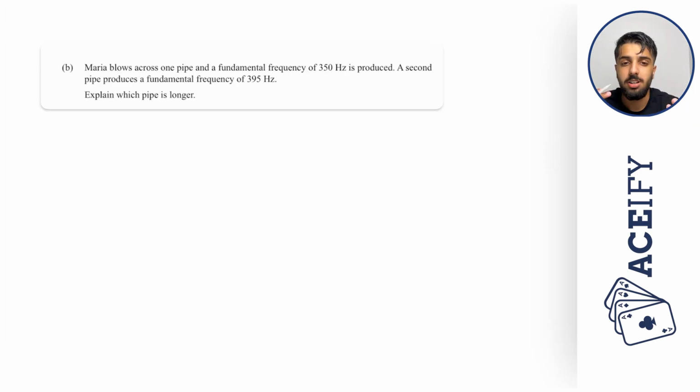There we go. Maria blows across one pipe and the fundamental frequency of 350 Hz is produced. A second pipe produces a fundamental frequency of 395 Hz. Explain which pipe is longer.